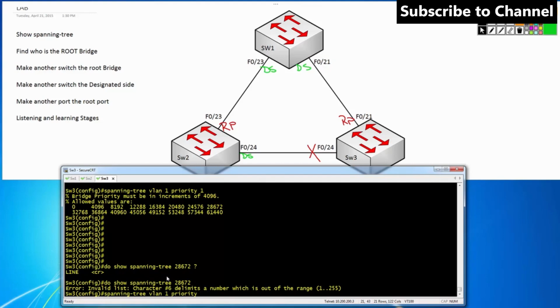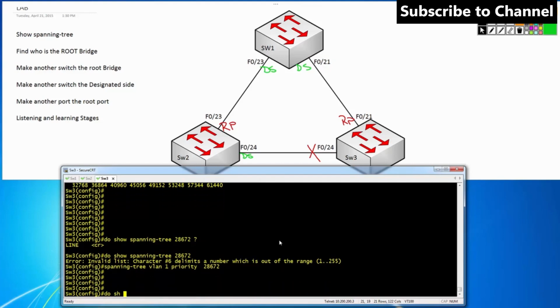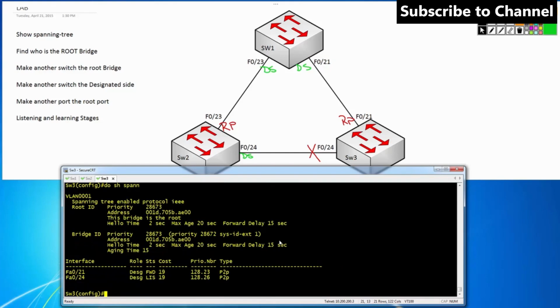Oh, that was a show command there. Let's just type in 28,672. Wasn't paying attention. There we go. So do show spanning tree. Notice that both of these transition over to the designated state.